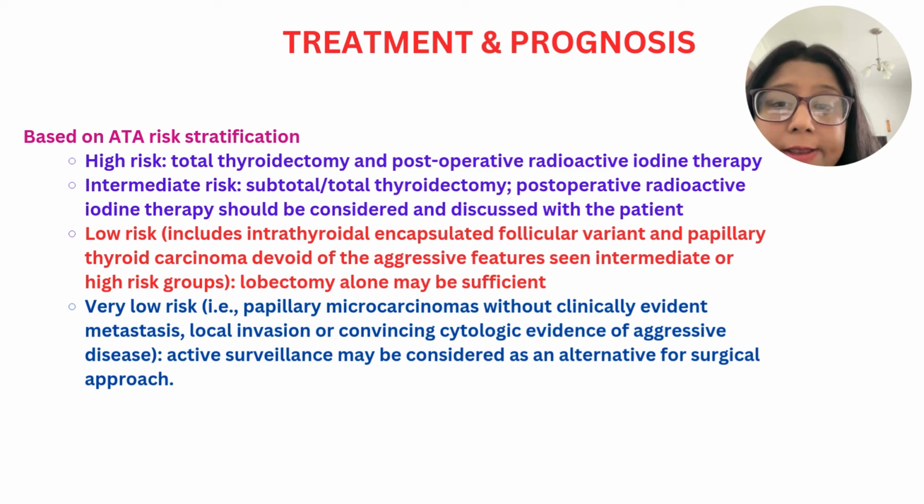Based on American Thyroid Association risk stratification, high risk papillary thyroid carcinoma can be treated by total thyroidectomy and postoperative radioactive iodine ablation. Intermediate risk can be treated by subtotal or total thyroidectomy, followed by postoperative radioiodine therapy. And low risk, which includes intrathyroidal encapsulated follicular variant and papillary thyroid carcinoma devoid of aggressive features seen in intermediate or high risk groups, lobectomy will be sufficient.